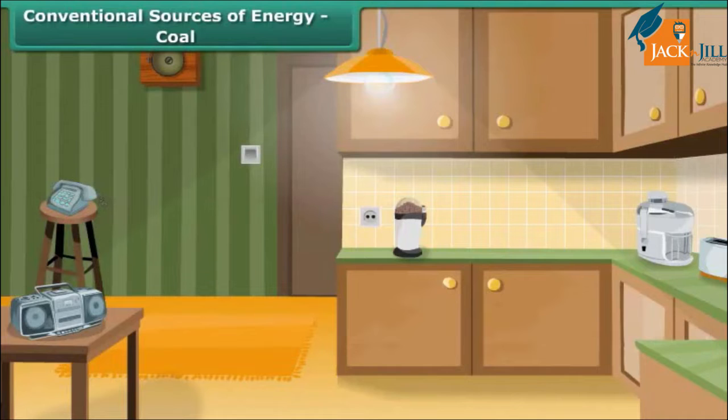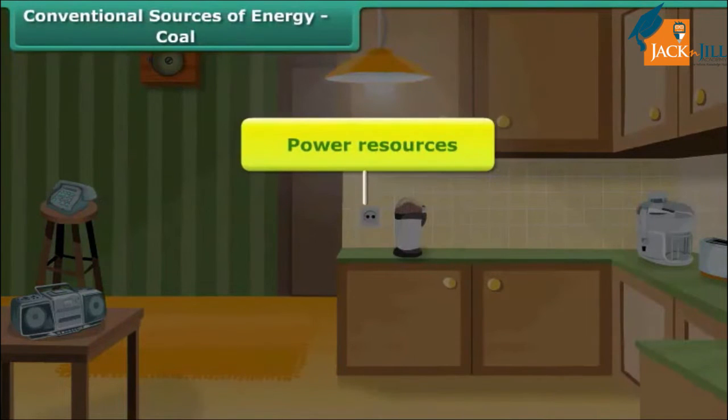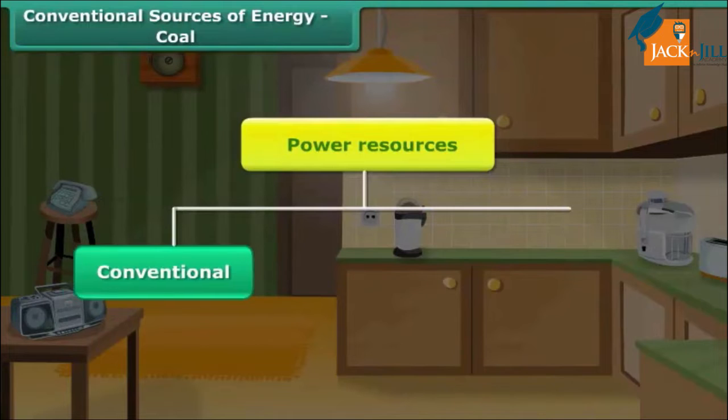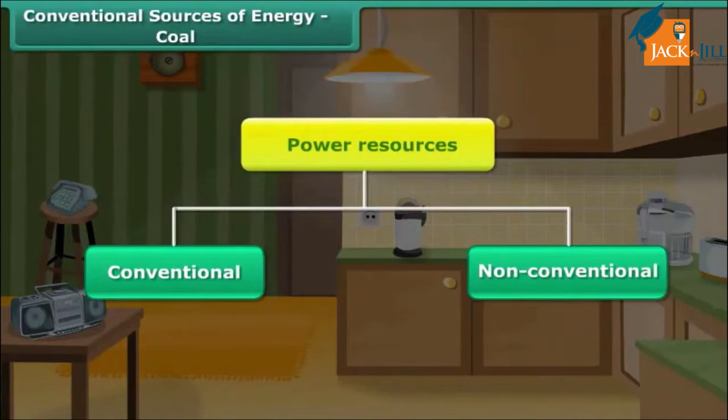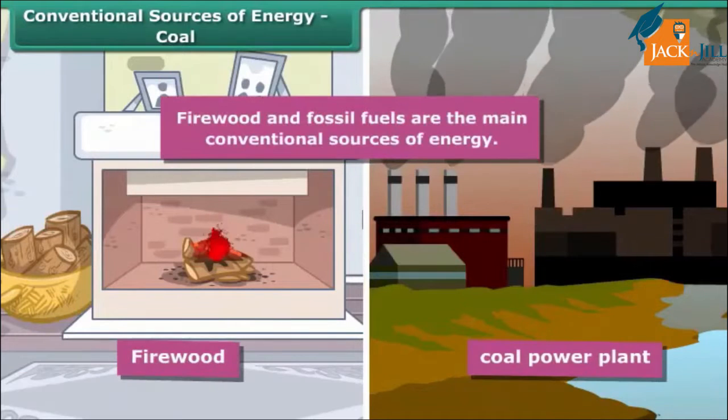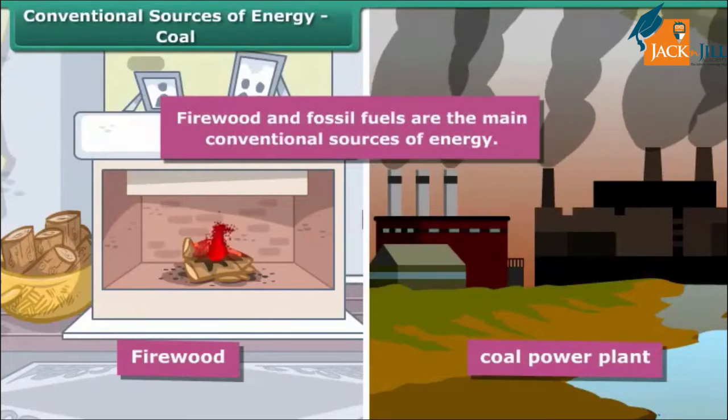Conventional sources of energy. Coal. We have seen that power is required to run daily use items. Power resources is broadly categorized as conventional and non-conventional resources. Conventional resources of energy are those which have been in use for a long time. Firewood and fossil fuels are the main conventional sources of energy.